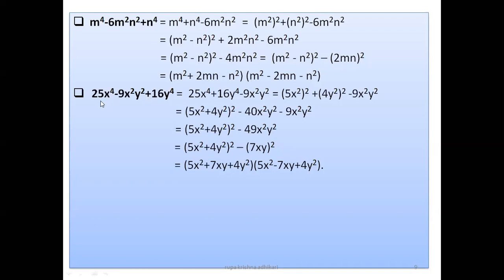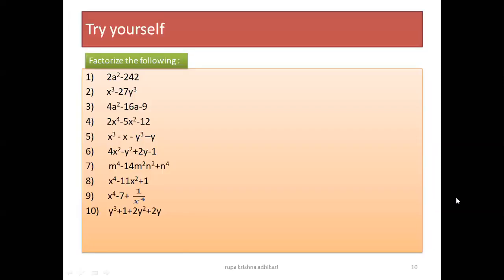Now last expression. Try to understand yourself how it is done. Yes, very simple. Hence the answer. I hope you have understood all the 6 types of algebraic expressions and the way of factorizing them. Now, I want to give you some questions. Try yourself. 10 questions are there altogether.